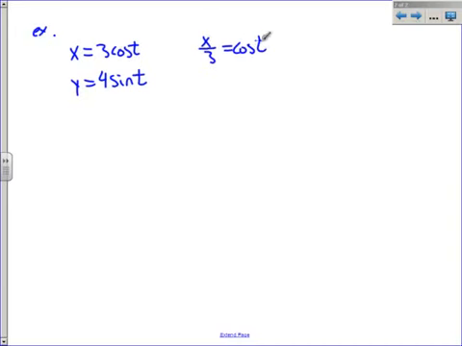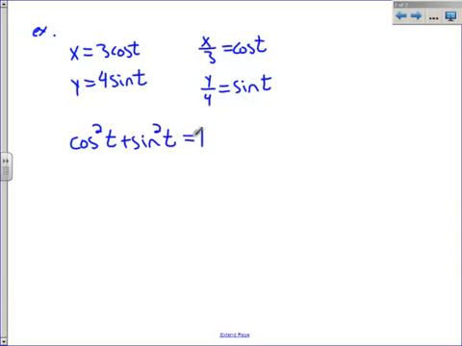Let's do another example of eliminating the parameter. Let's consider x equals 3 cosine t and y equals 4 sine t. This will be another example here. Just the basics. And so what I can do is divide both sides by 3, get that in terms of cosine, and then divide both sides by 4 and get that in terms of sine. And I can use that equation from trig that says cosine squared plus sine squared is equal to, does anyone remember? Yes, that equals 1.